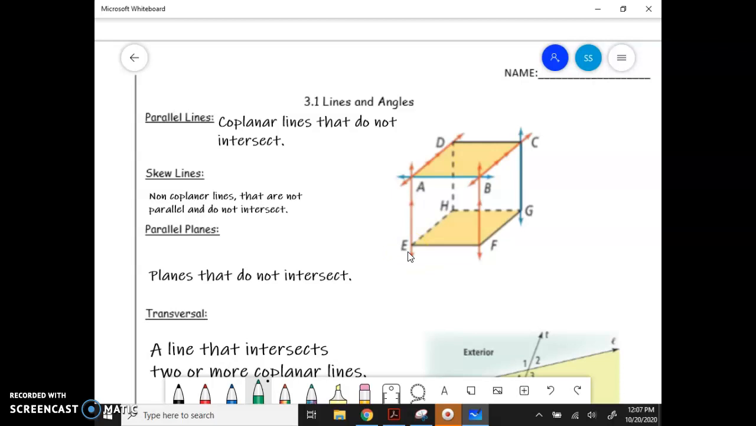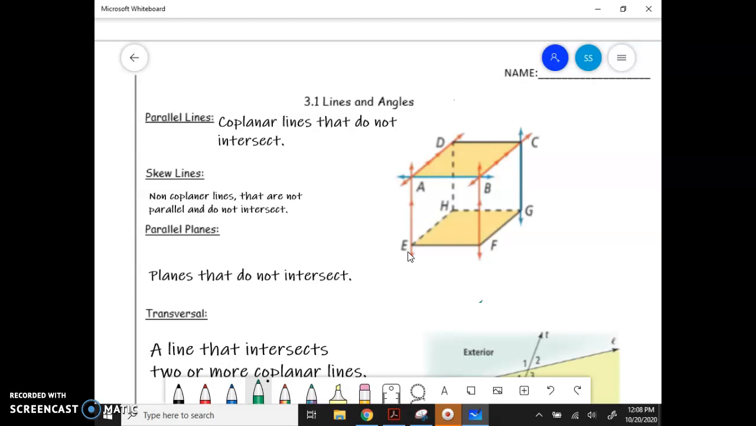So, parallel lines. I'm sure you guys all know what parallel lines are. Parallel lines are coplanar lines that do not intersect. Okay, and so there's a bunch of examples of parallel lines here. You'd have lines AD and BC. Those are parallel. You could also have BF and AE. Those would be parallel. Any one that you want to write down is fine.